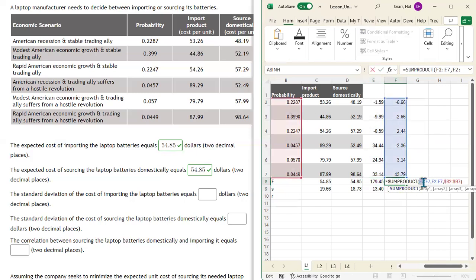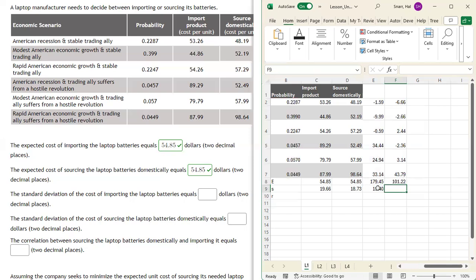I'm multiplying F2 by F2, and then I'm multiplying that by B2. I'm multiplying this by itself and then multiplying by this probability. I do that for this row, this row, this row, this row. In the seventh row, I multiply F7, 43.79, by F7, 43.79. So this times that is 43.79 squared. And then I multiply by the probability. So that right there is the weighted variance of domestic prices.